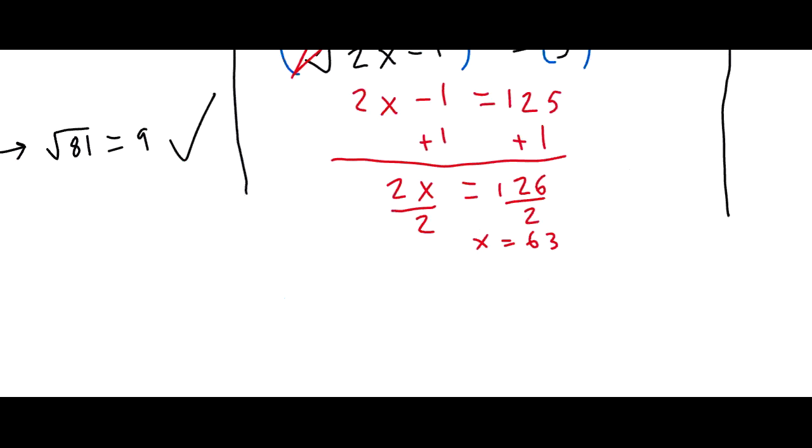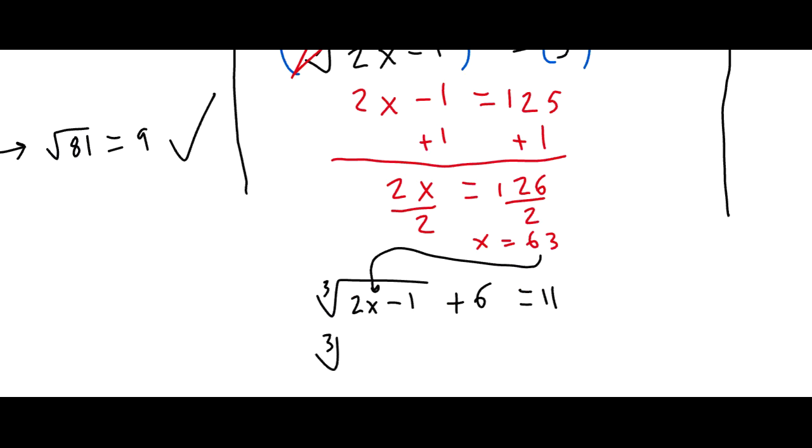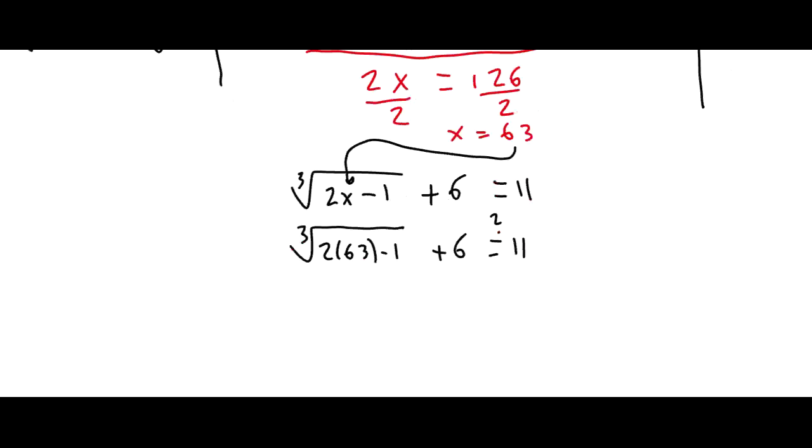So the original problem was the third root of 2x minus 1 plus 6 equals 11. We have to take that 63, substitute it for the x, which means we have 2 times 63 minus 1 plus 6 equals 11, question mark. We're wondering, does that equal 11? Most times it does, but not always. We do have to check.